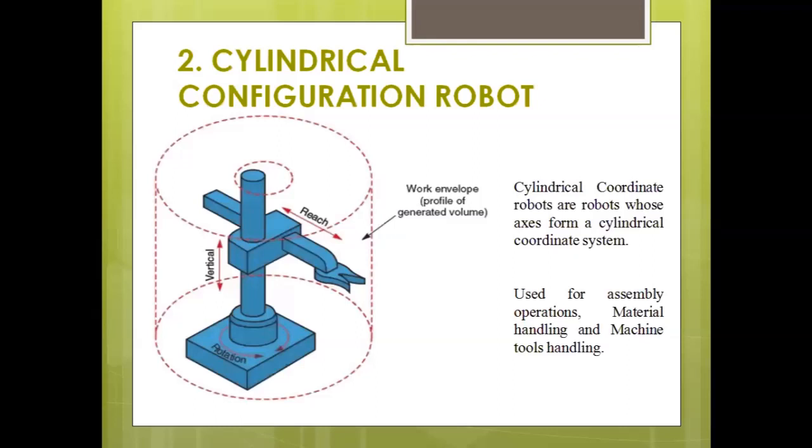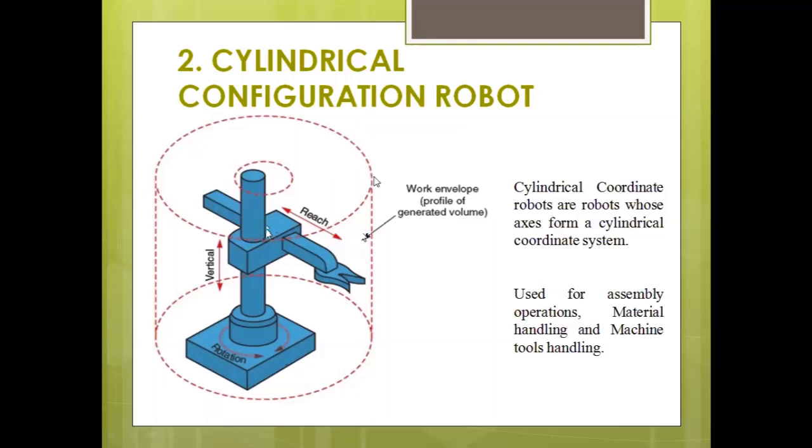Next very important configuration robot is the cylindrical configuration robot. Cylindrical configuration robot has one rotary joint and two linear joints. It has one rotary joint and two sliding joints or linear joints. This rotary joint provides a rotary motion over the vertical spindle. It provides a rotary motion, and the sliding joints provide a linear motion. One is vertically upward and downward, and the other is horizontally in and out. By this, we are generating a cylindrical work envelopment.